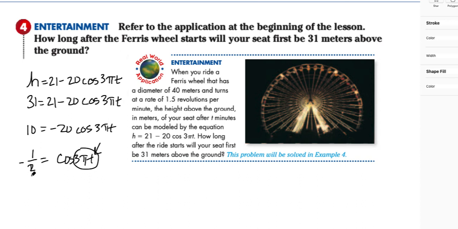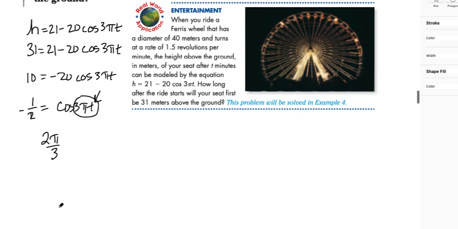So we have a couple of answers is what I'm saying. In the second quadrant, cosine is negative 1/2 when we're dealing with 2 pi over 3. That's that 60-degree reference angle. And then in the third quadrant, the angle we're going to deal with there is going to be 4 pi over 3. And so these are the two angle values that are possible values for 3 pi t. Are you with me? I hope this is making sense, guys.